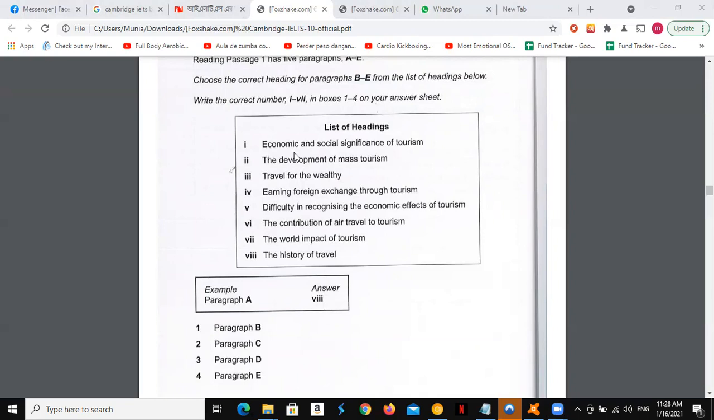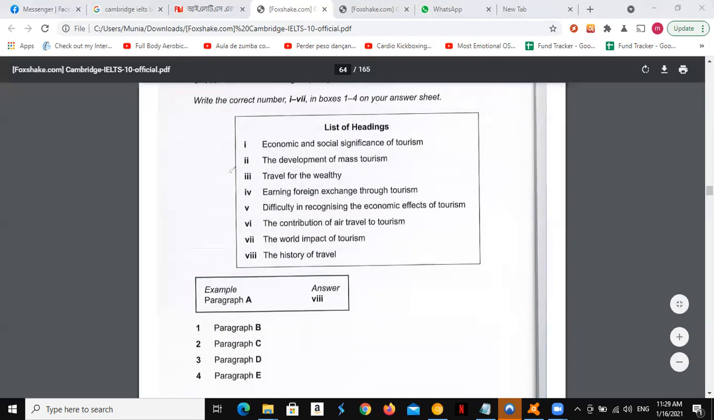Let's start from one. History, will they know? Difficulty recognizing? No. The world impact? No. Contribution of air travel? No. The history of travel? Yes. So for paragraph A, the answer is the history of travel. You get the answer very quickly, and I don't think there is anything complicated about it. So let's go to paragraph B.